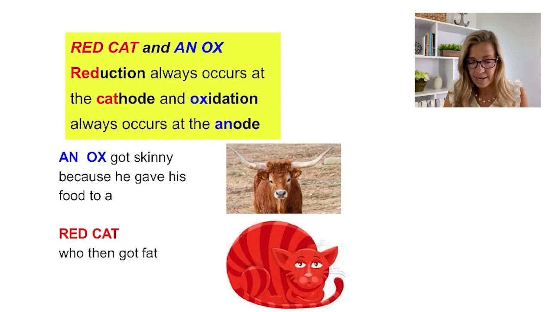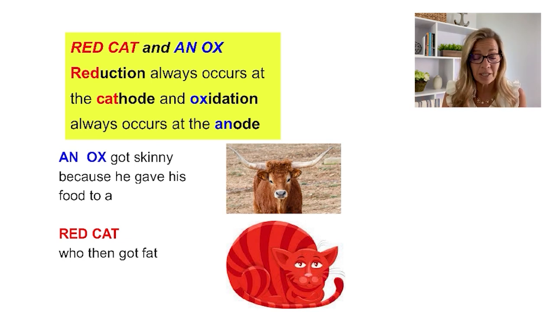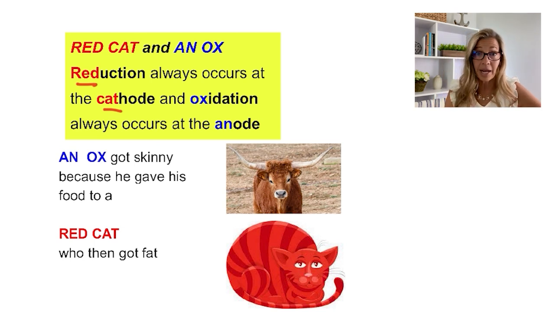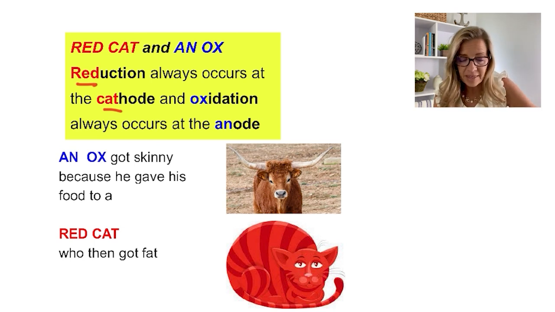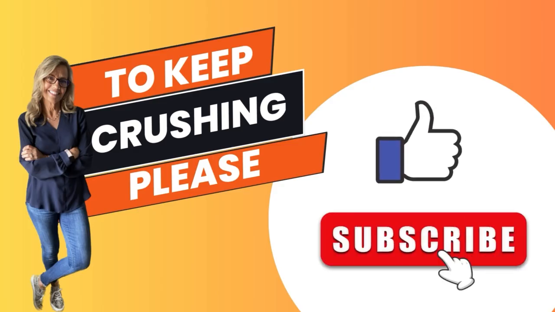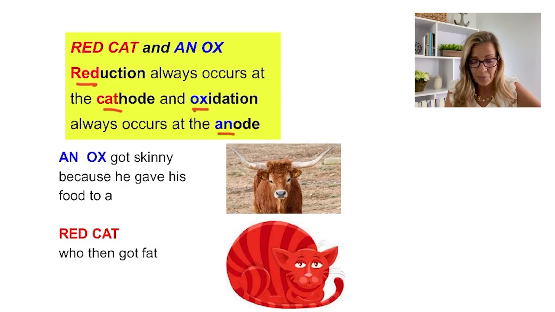So let me show you an acronym that you can recognize here, and this is called red cat and an ox, and I made this up. I know it's kind of silly, but it helps you, kind of like oil rig, helps you remember oxidation or reduction. So reduction always occurs at the cathode, because we're going to need to label those electrodes in a second. And then oxidation occurs at the anode. And there's another little tip that I'll show you in a second about which one gets skinny. One of these electrodes is going to get skinny, and one of them is going to actually get larger. So we'll get to that in a second.